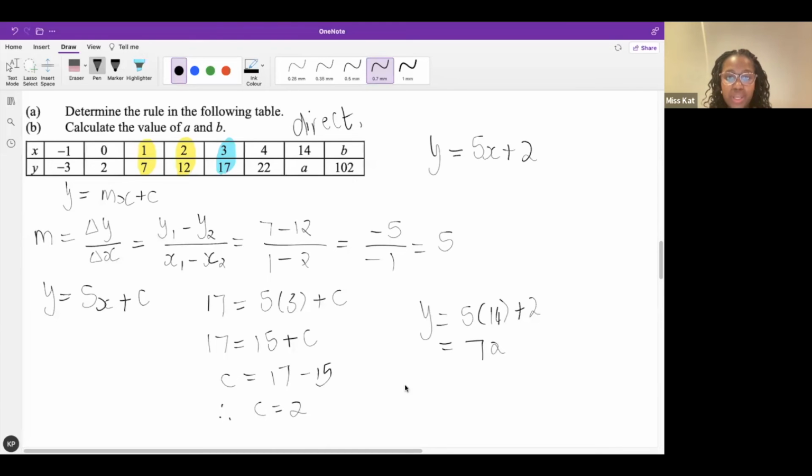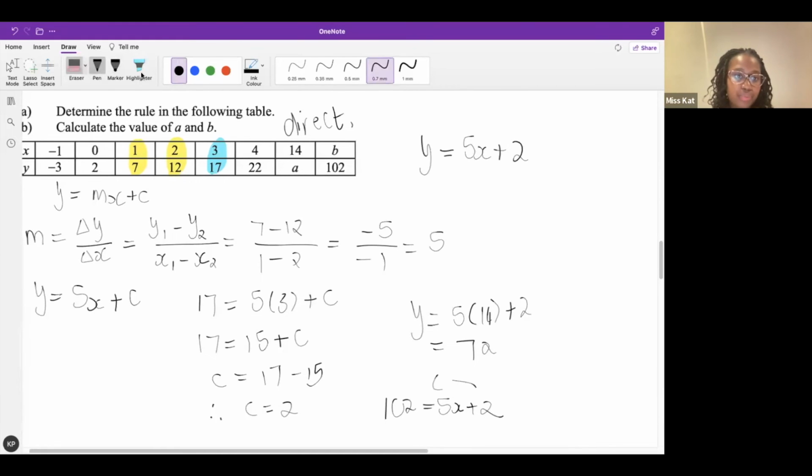And then for B, does anyone have B yet? That's 102 equals 5x plus 2. Then you take the 2 over. So then you'll have 102 minus 2. I'm not sure why I'm writing it so far in the corner. 102 minus 2. I don't know what's going on with my handwriting, guys. My handwriting is tapping out. We need a brain break after this.